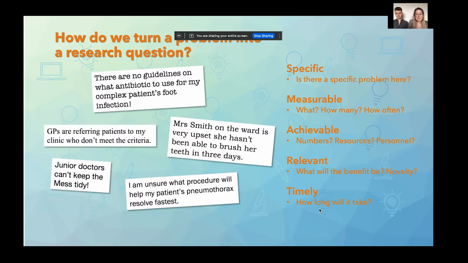And the last one, which is timely, is kind of like the resources thing. Do you have enough time? How long will this take? Do you have an adequate timeline for you to actually get to the end of your project based on your research question?